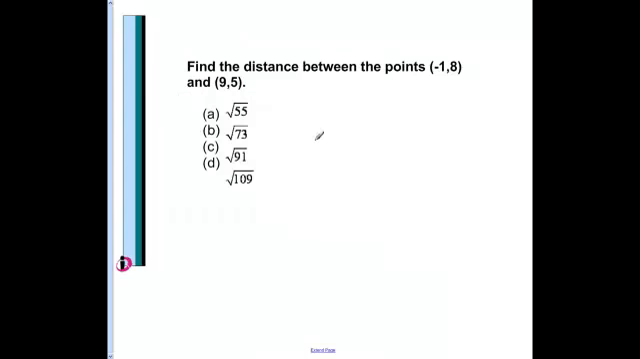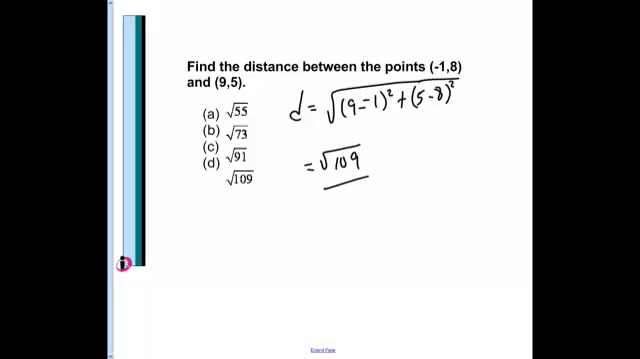Here we want to find the distance between 2 points, so we put it in the distance formula. So we subtract our x terms. So we'll have x2 minus x1 quantity squared plus y2 minus y1 quantity squared, and we end up with the square root of 109. So that's the exact value there.